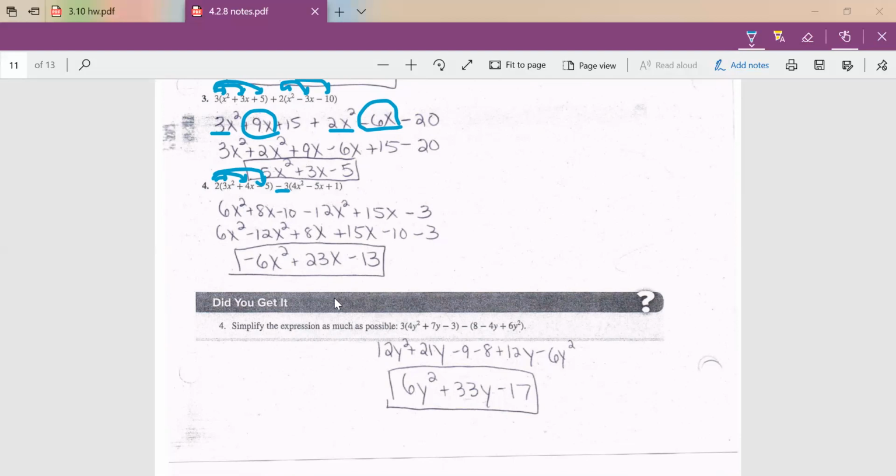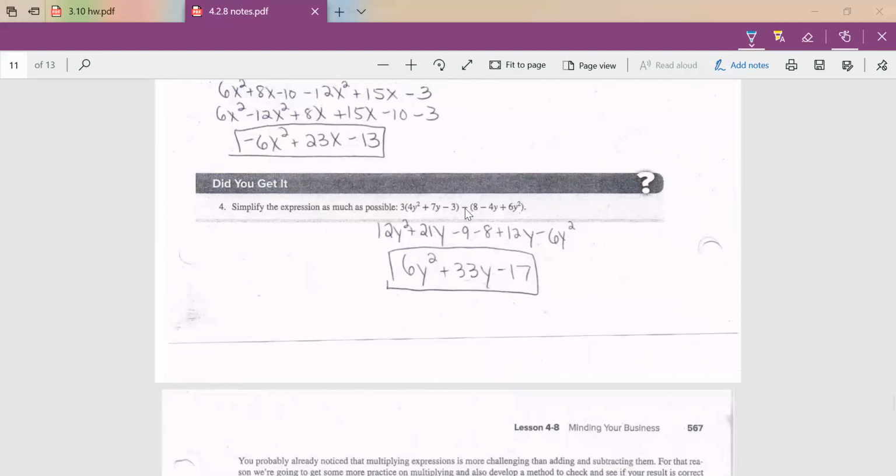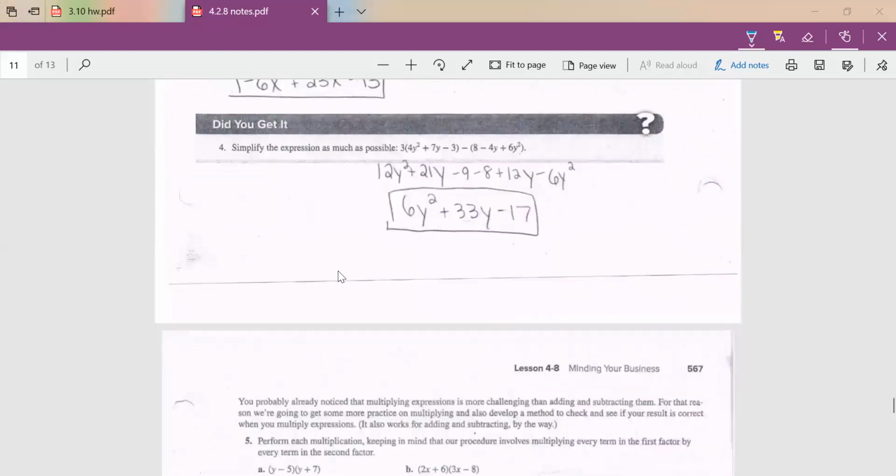All right, I did the "Did you get it" just so you can try the example. Make sure that with this minus, you change the sign of each of these when you're doing it. And try it, check your answer, make sure you got it.